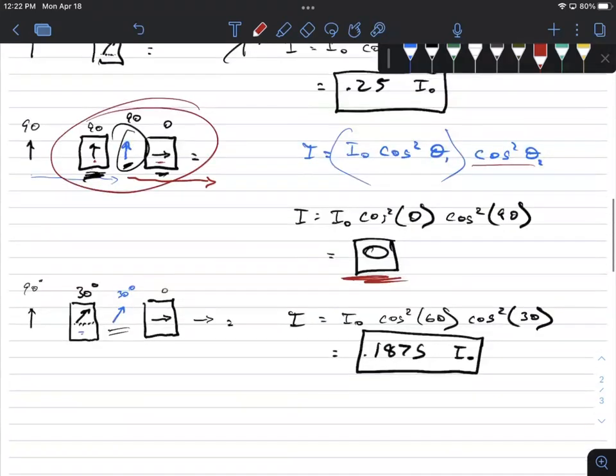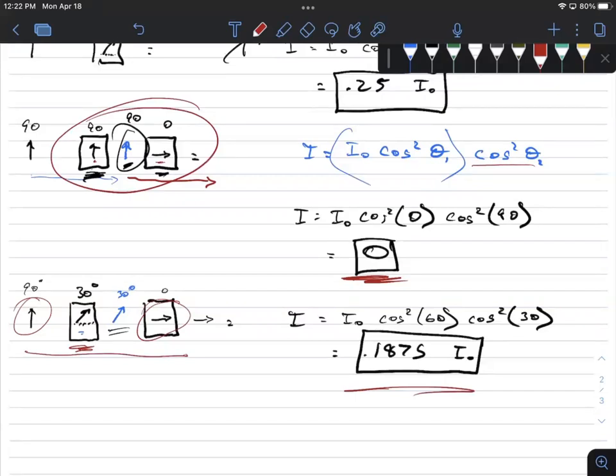But notice here. Here we have up. Here we have horizontal. They're perpendicular. But this time there's something in between. There's a filter there. The presence of that filter makes it so that you can't just assume it's 0 anymore. That filter changes the light in some way. And that's why this answer is not 0, it's something.